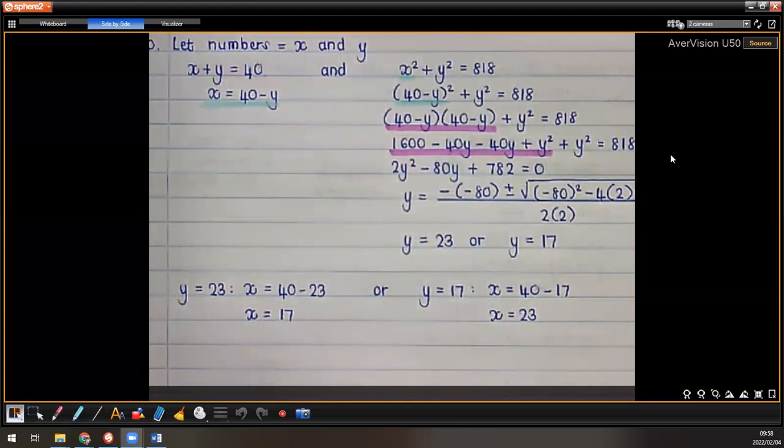Okay, so just quickly, guys, are you seeing that we're getting the same two numbers in both cases? That just means that those are the only two numbers that will have both of those relationships. If we add them together, you're going to get 40. And when you say 23 squared plus 17 squared, you're getting 818. All right, so we only have one pair of answers. So we need to write it out like that. And then that is the answer.